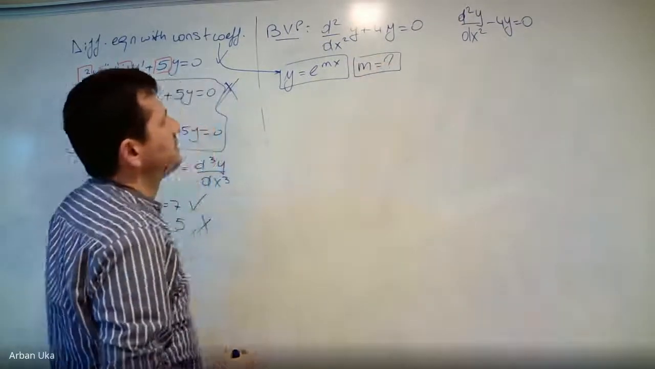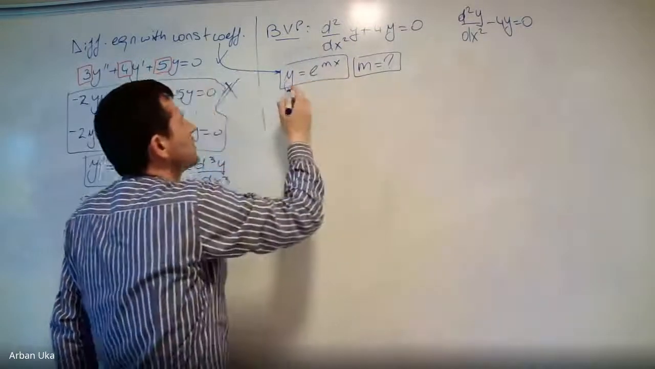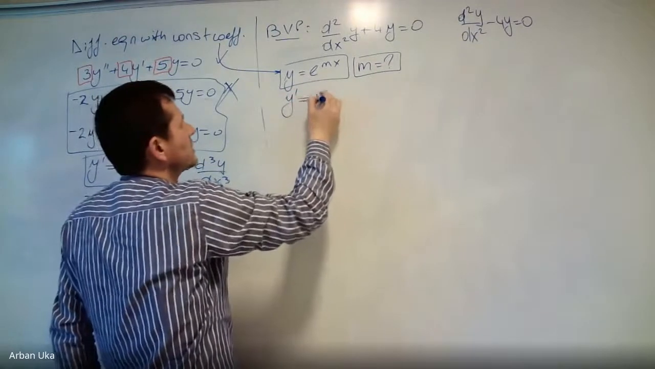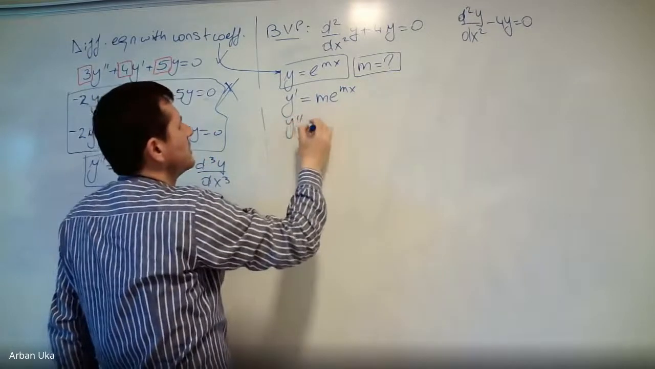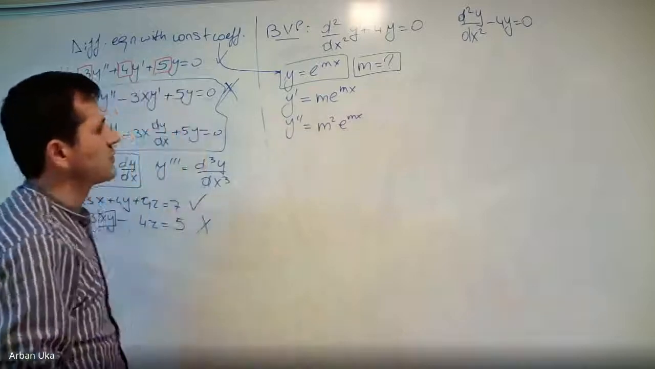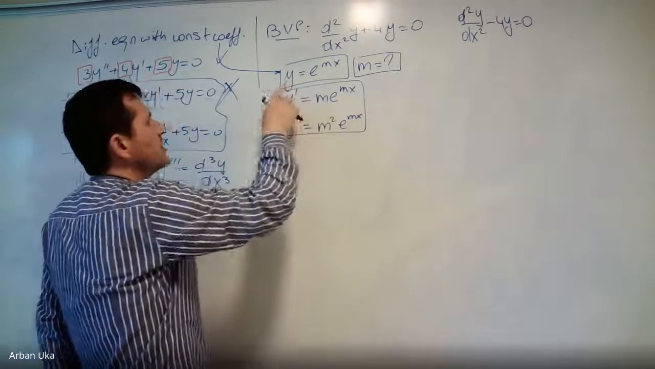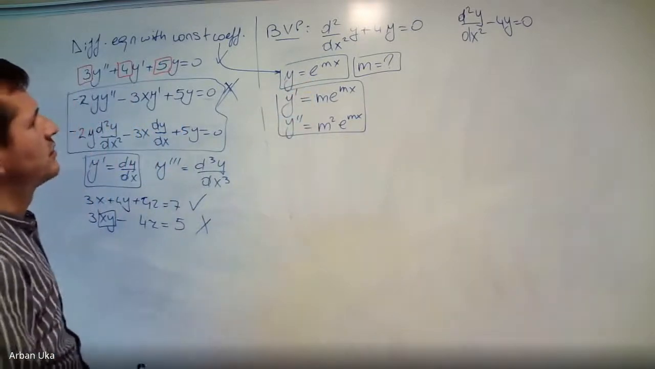Okay, then let's assume that the solution of this equation and this equation looks like this. Then the first derivative of y with respect to x is m e to the power mx. The second derivative of this function is m squared e to the power mx. So we are good so far, right? Assuming that the function looks like this, the rest should be as follows.